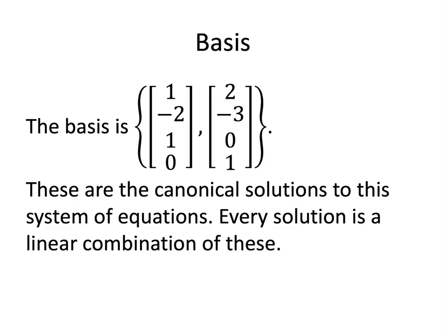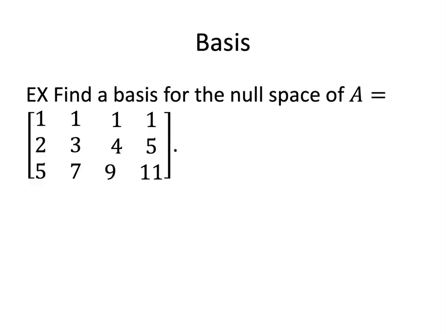That means the basis is (1, -2, 1, 0) and (2, -3, 0, 1). These are the canonical solutions to this system of equations. Every solution is a linear combination of these.